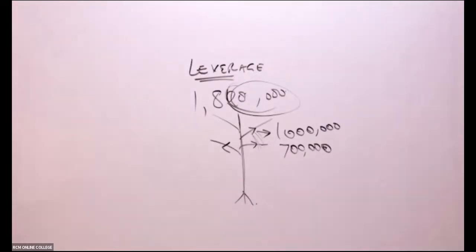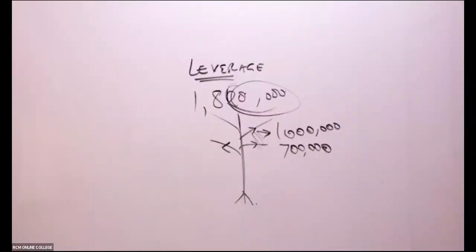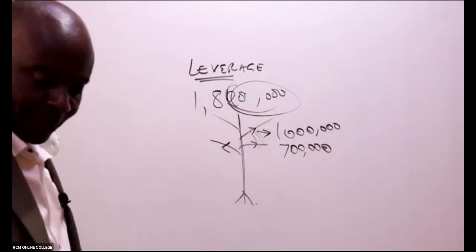Ladies and gentlemen, here we are. The issuer guarantees repayment of a fixed amount in liquid cash without pledging any assets. Remember, for commercial papers, it's about liquidity. You must pay back in cash. Commercial papers may be issued directly to investors or through dealer banks. Ladies and gentlemen, the point that I will never forget about these commercial papers, which are really common, please listen to me very well. In terms of characteristics, what will I never forget myself?